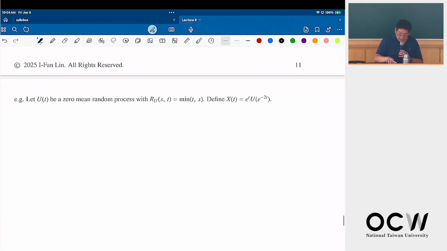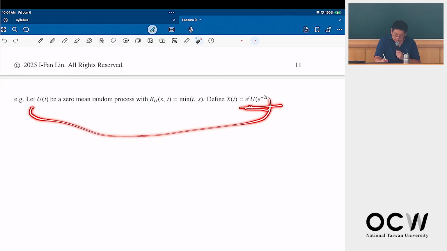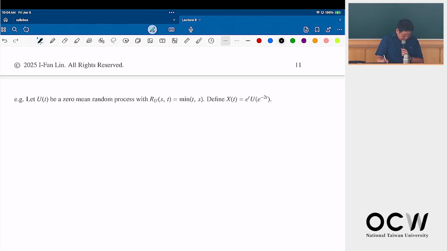Next, I have a U that's a zero mean random process. And then this autocorrelation is a little bit different. It's the minimum of either T or S. So this could be T or could be S. And then we define the random process X as related to another random process U. So first, I want to find the autocorrelation of X.